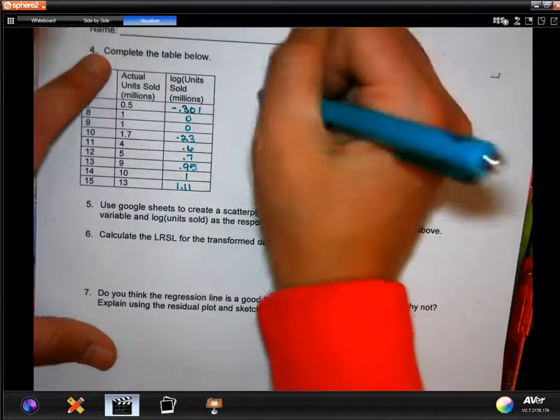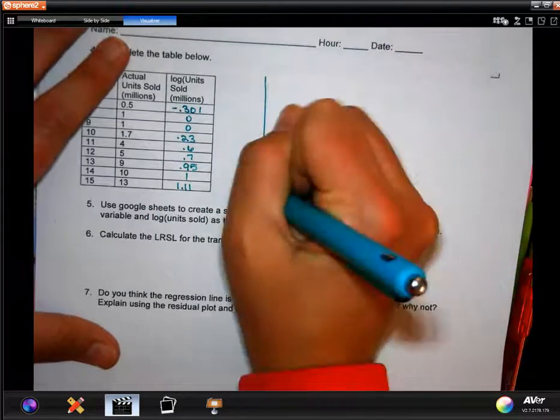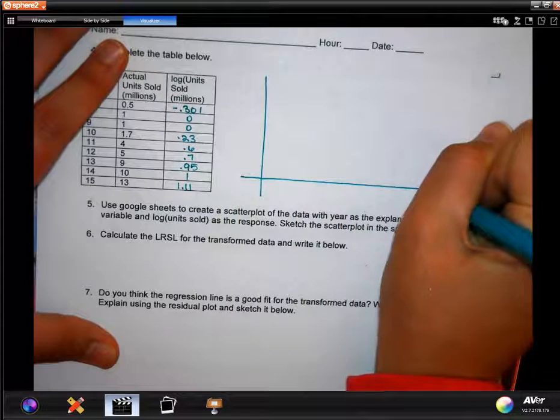So residual was it actual minus predicted? Yes, actual minus predicted.